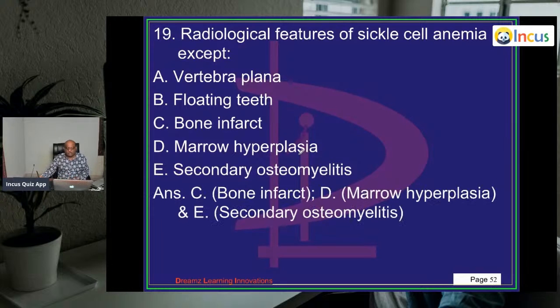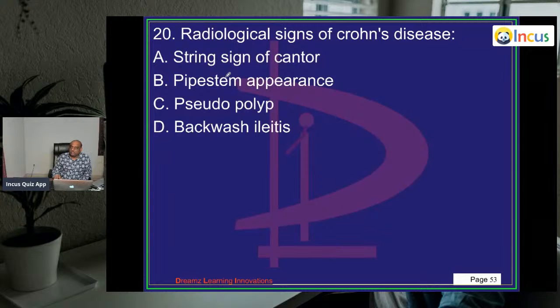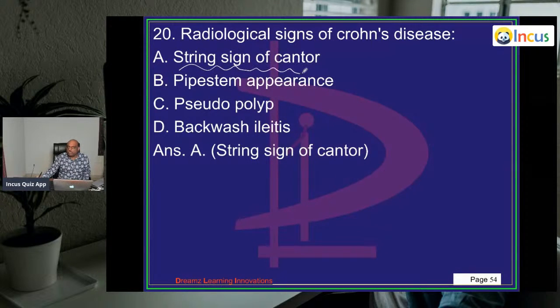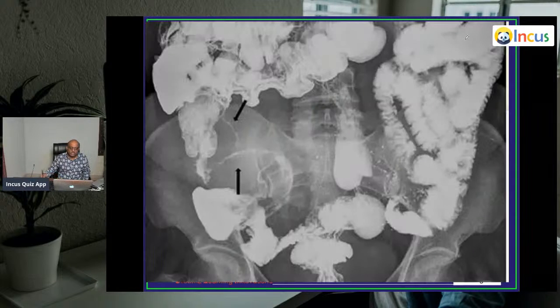Now, sickle cell anemia. What are all the features that you see? Vertebra plana and floating teeth. So, they are the important things in sickle cell anemia. Crohn's disease, what is the classical radiological feature? String sign of Kantor is considered to be the radiological sign par excellence of Crohn's disease. This transmural inflammation leading to cicatrization, fistulas, etc. that you see in Crohn's disease will lead to the string sign of Kantor, is what you need to remember.